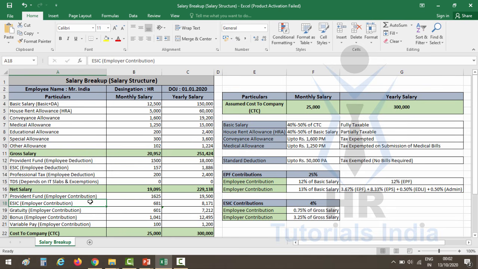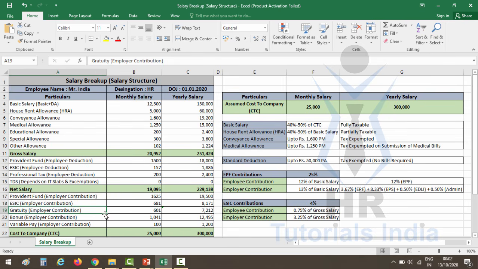Now ESI contribution from employer side. ESI contribution of employer is 3.25. In the same way as we have calculated ESI for employee deduction, in the same way we calculate the ESI for employer contribution, that is 3.25% of gross salary.